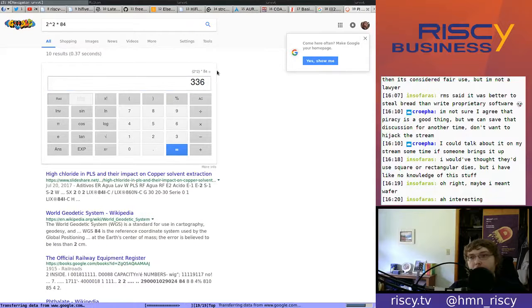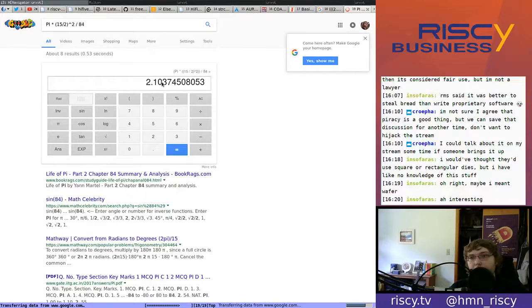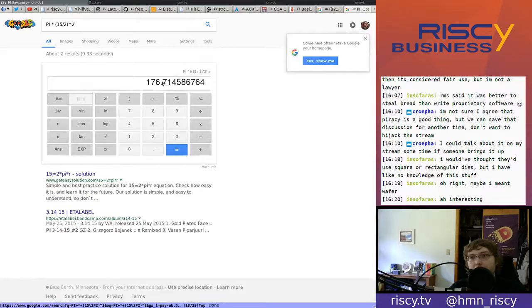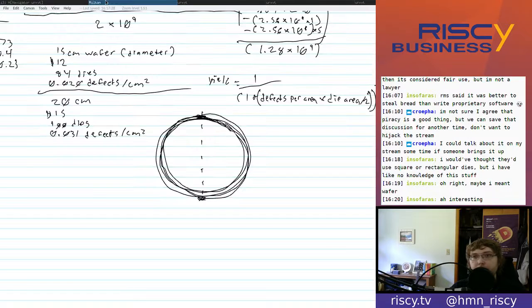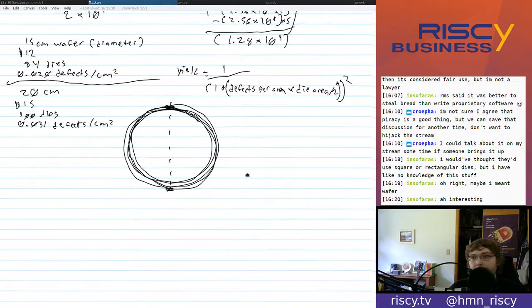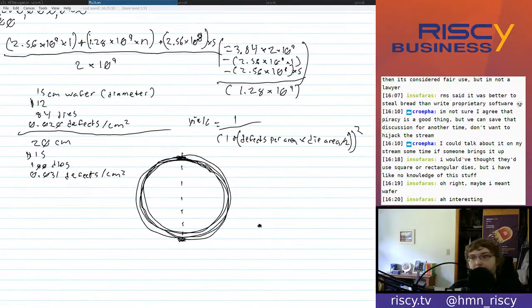And then 176.71 minus the number I just showed you would be the slop around the perimeter of the circle that doesn't complete, like doesn't make a full die. So I'm gonna go with saying there's 2 centimeters squared for die area.